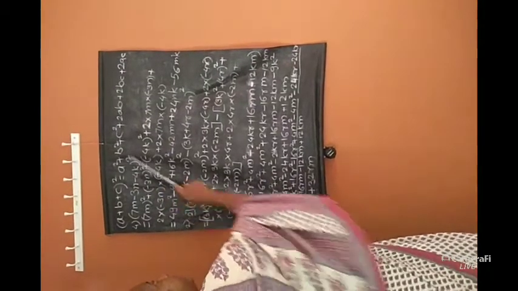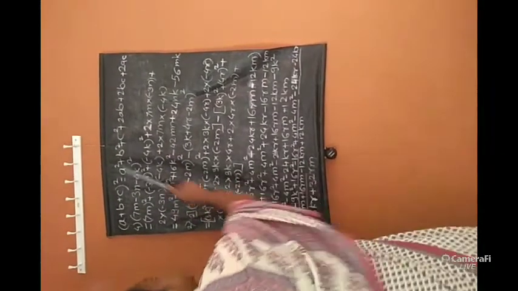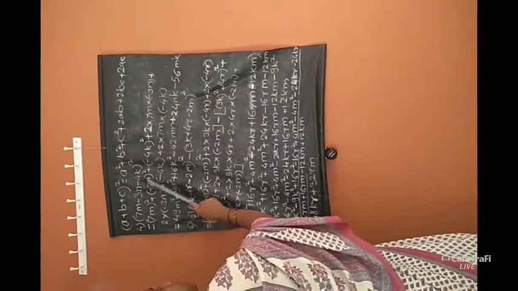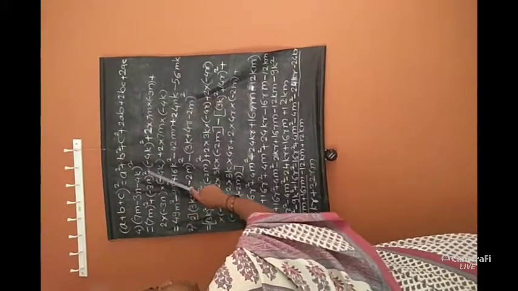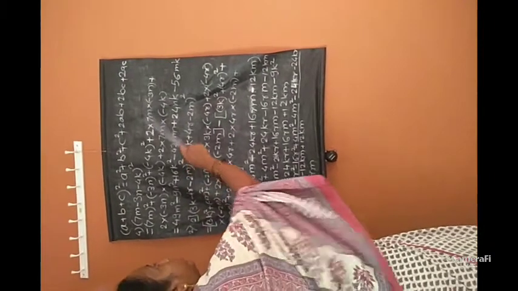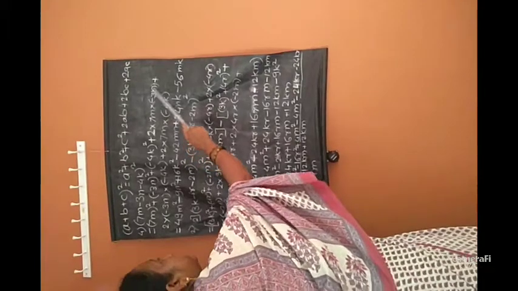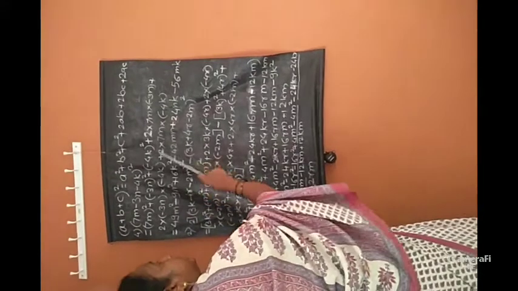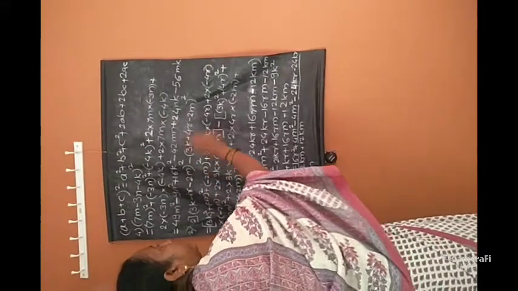Now expand the bracket according to this formula. A square means (7m) square, b square means (−3n) square, plus (−4k) square. When there are minus signs, you have to take the minus sign in the value of the variable also. Plus 2ab, 2 into 7m into −3n, plus 2bc means 2 into −3n into −4k, plus 2ac means 2 into 7m into −4k.